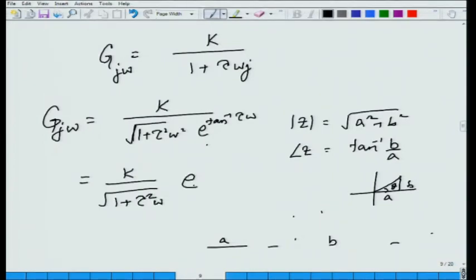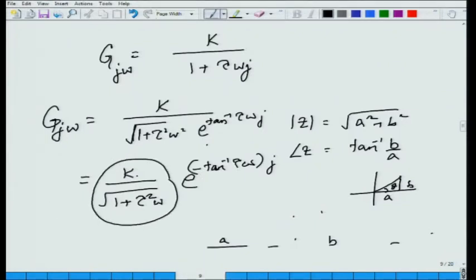When I take the exponential up, what I will get is e to the power negative tan inverse τω times j. So, from this by inspection you can see that this guy is the magnitude and this guy is the angle. So, you can see that if you work in polar form, this particularly helps us, for example, if you had G equal to 2 lags in series.